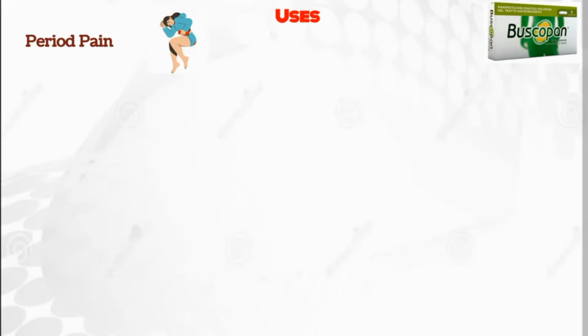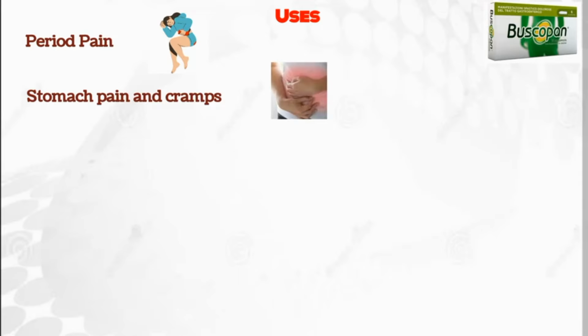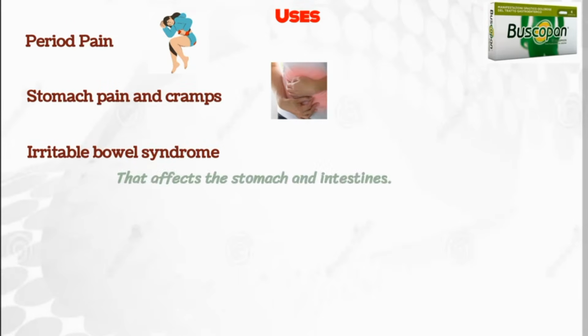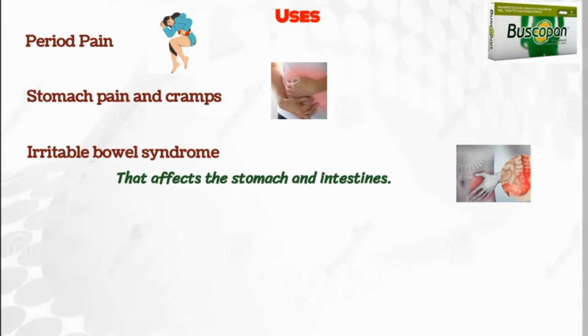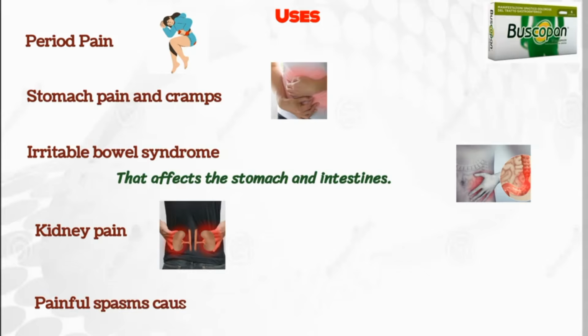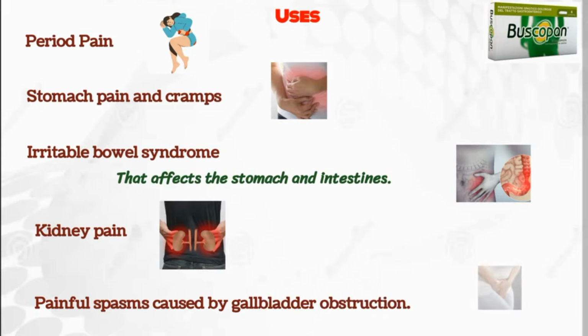Buscopan is used for the below-mentioned conditions, including period pain, stomach pain and cramps, for treating irritable bowel syndrome, which is a common disorder that affects the stomach and intestines, kidney pain, including kidney stone pain, and for painful spasms caused by gallbladder obstruction. Now let's see how to use Buscopan tablets.